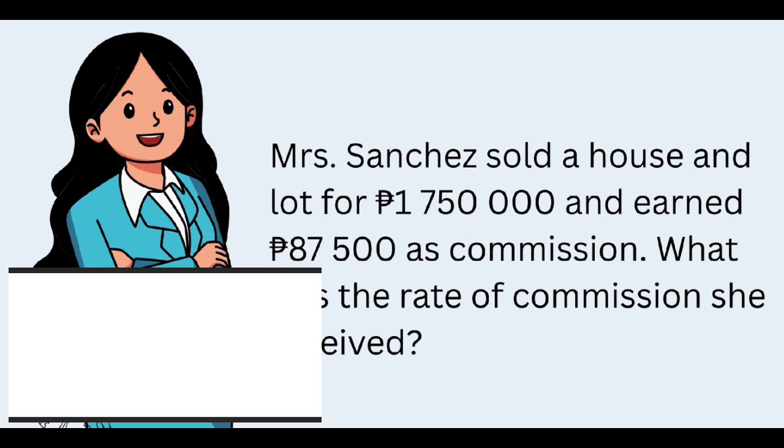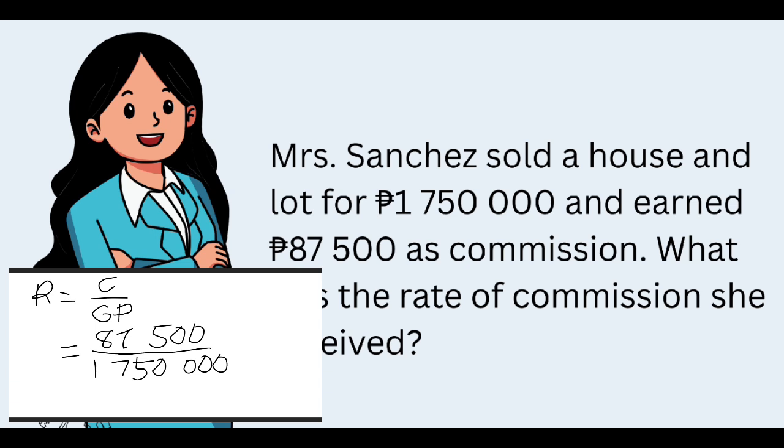So in this given situation, we will use the formula R is equals to C divided by the gross proceeds. In the given situation, the commission is 87,500 and will be divided by the gross proceeds, which is the 1,750,000 pesos. So 87,500 pesos divided by 1,750,000 pesos is 0.05, and we will multiply it to 100. So the answer is 5%.